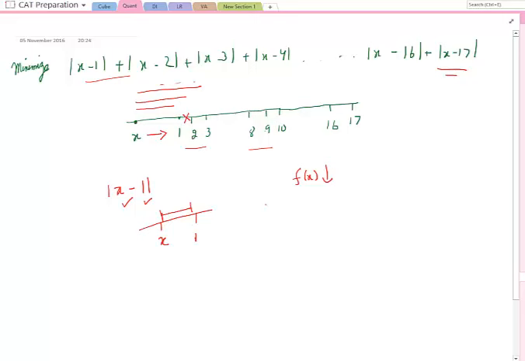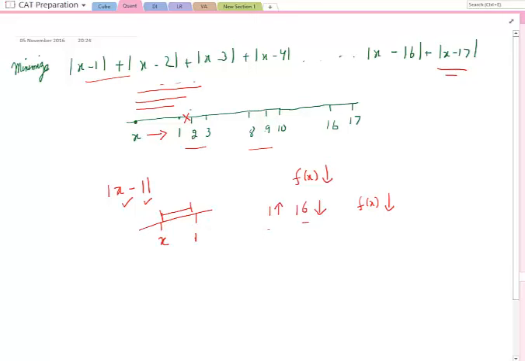What will happen is the first expression, |x - 1|, which is the distance of the point from 1, that is going up. But for the other 16, the distance is still going down. So for one function, the distance is going up. For the other 16, the distance is going down. Overall, you would notice that f(x) is still going down because 16 is much greater than 1. And since the coefficient is the same, the increase in 1 will be compensated by the decrease in 16.